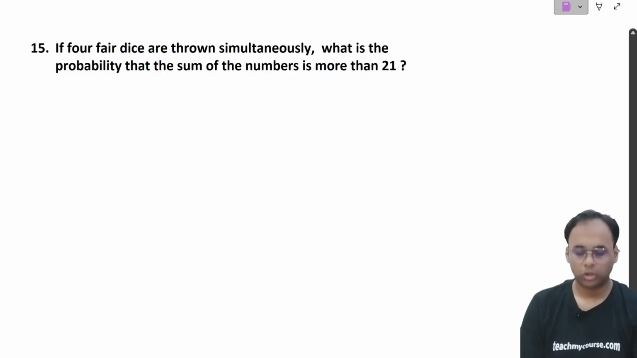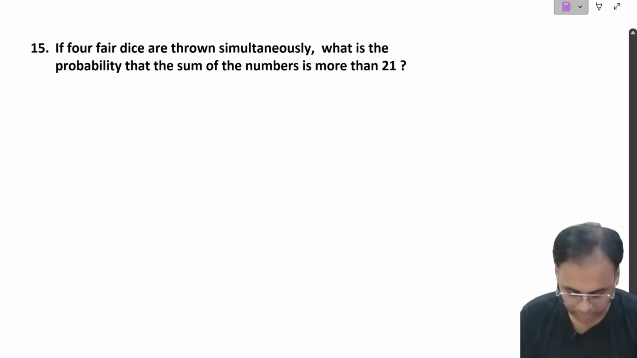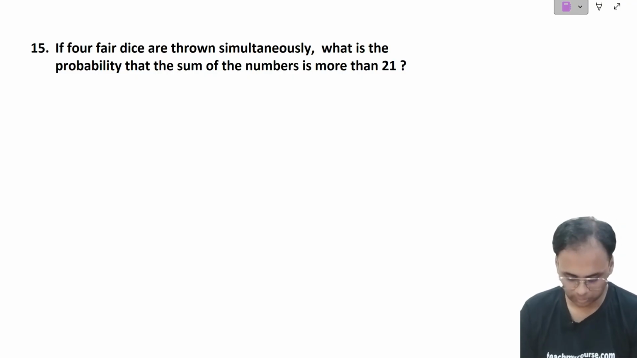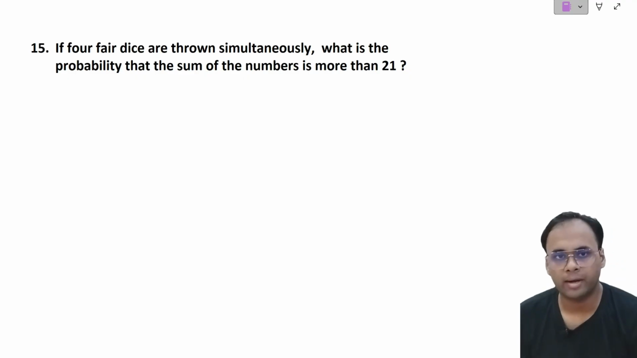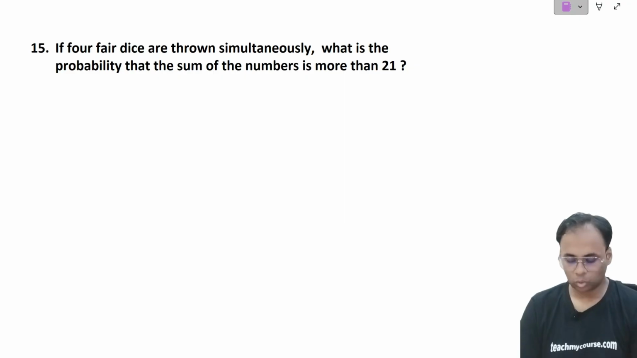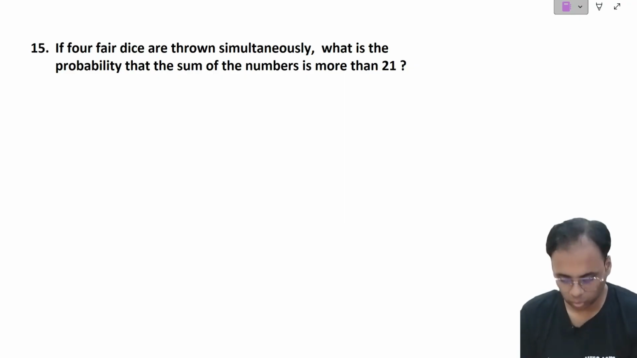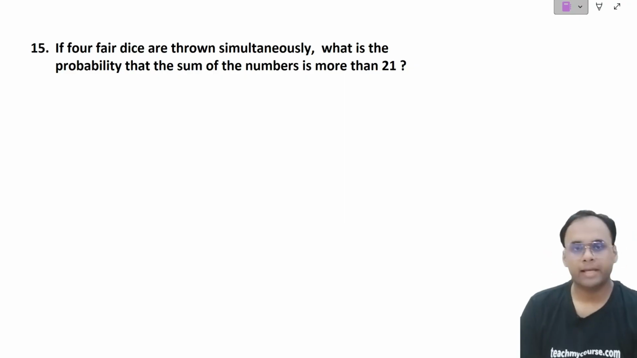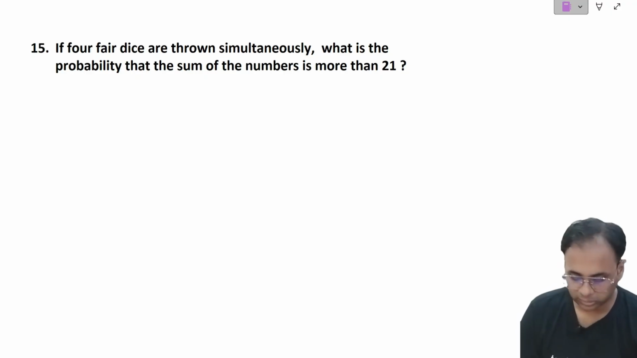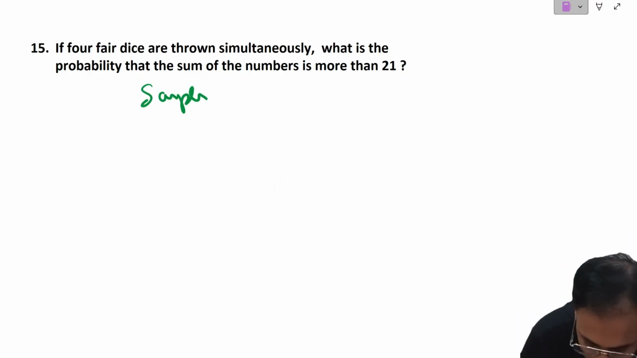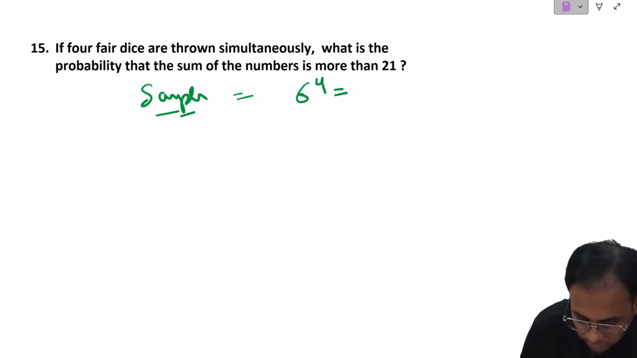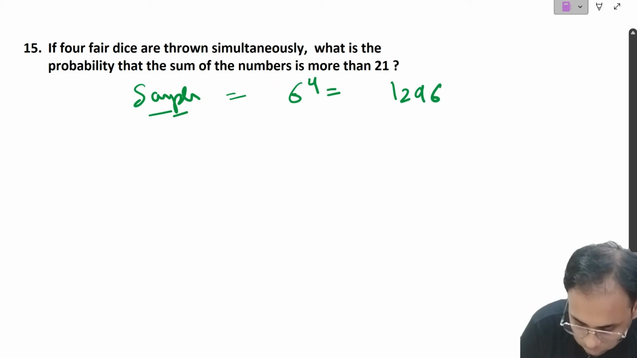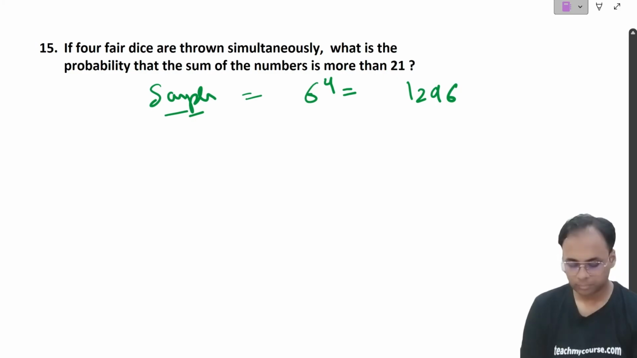So next we have the question on probability. If 4 dice are thrown simultaneously, what is the probability that the sum of the numbers is more than 21? So 4 dice are thrown simultaneously, and for each dice, we can have 6 outcomes. So what can be the sample space over here? It is 6 raised to the power 4, which is 1296.